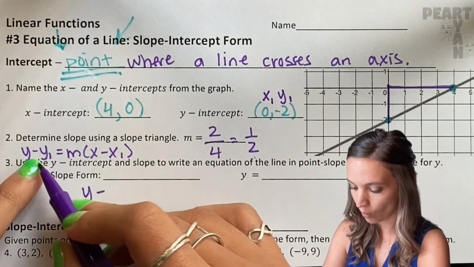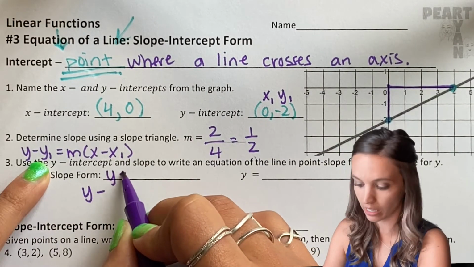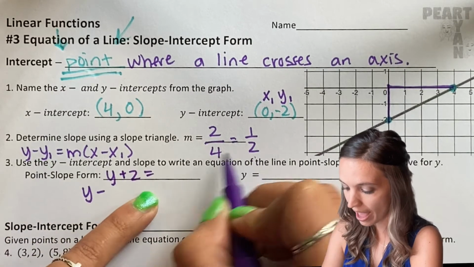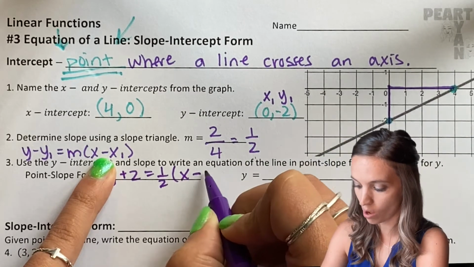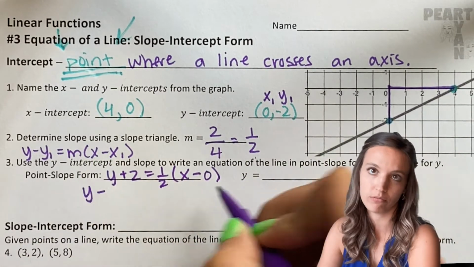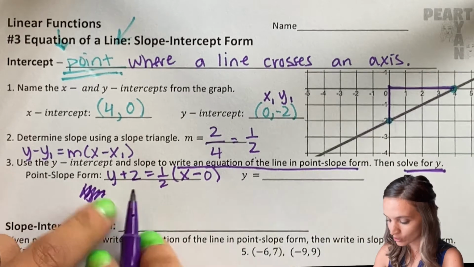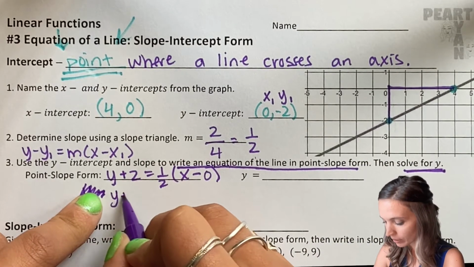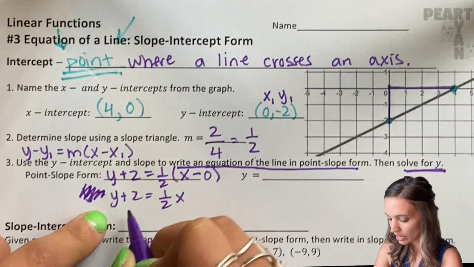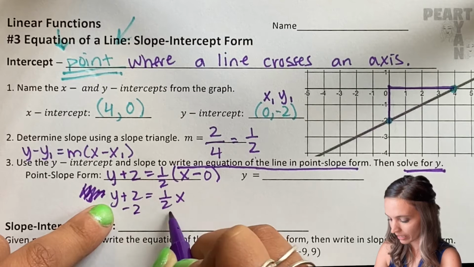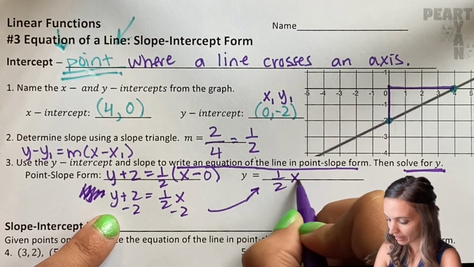So I'm gonna do, okay, y minus my y sub 1 is -2, so negative is +2 equals m is 1/2 times x minus my x sub 1 is 0. So I could write just x, or I can write x minus 0. Then solve for y. So if I want to solve for y here, I've got y plus 2 equals, I just have 1/2 x on this side because the minus 0 goes away. So then get that y by itself, -2 minus 2. So over here I have y equals 1/2 x minus 2.